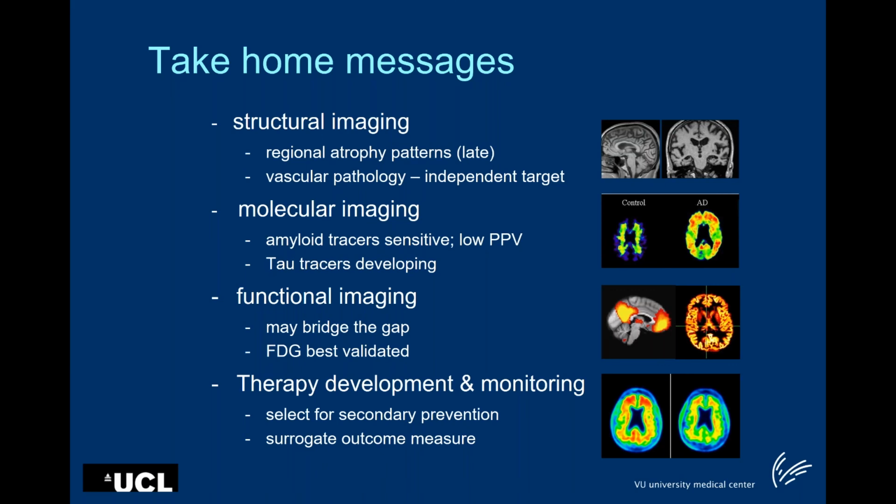And finally, we talked about therapy development and monitoring, how we can use amyloid PET to select people that are candidates for secondary prevention. But on the other hand, you could monitor the effect of the drug, and you can use MRI to look at the side effects on one hand, but also monitor the outcome in terms of can we preserve the brain and prevent atrophy occurring.